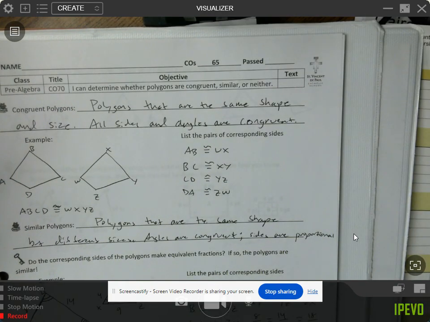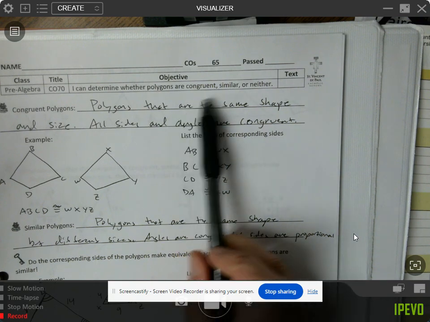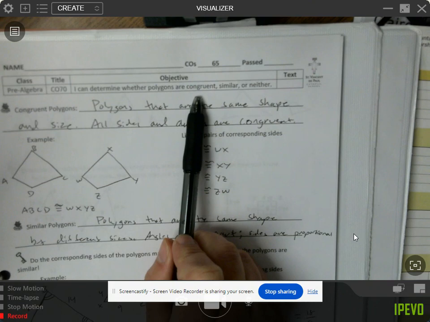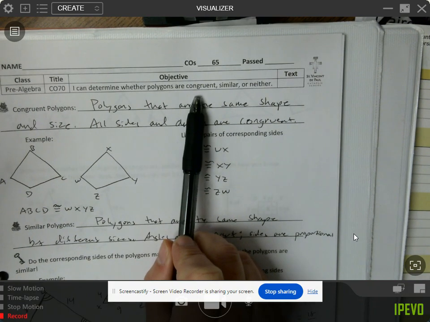I can determine whether polygons are congruent, similar, or neither. Remember, if they are congruent, they are identical. Same length sides, same degree angles. Identical. You can't just look at it and say, well, they look to be the same. You have to see the numbers are all exactly the same.